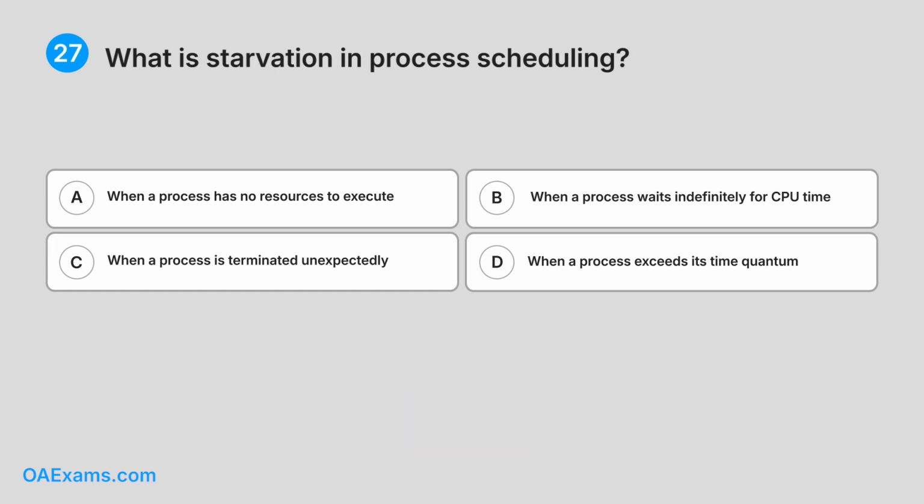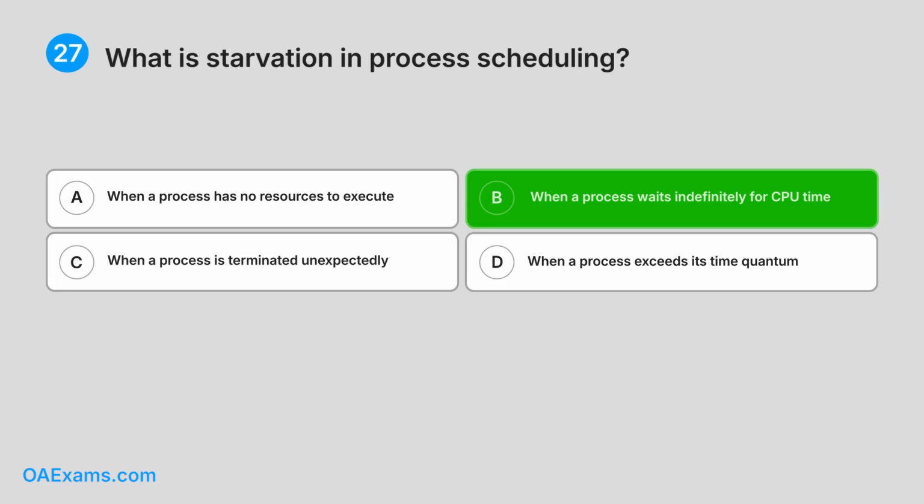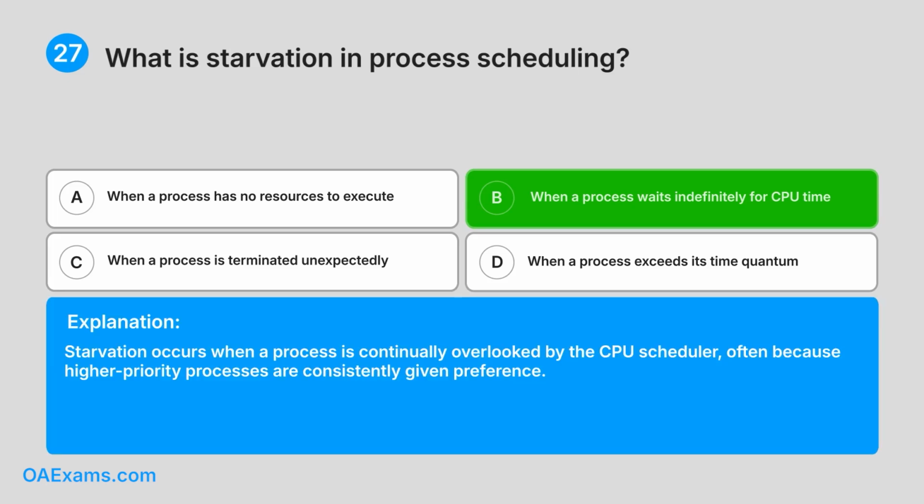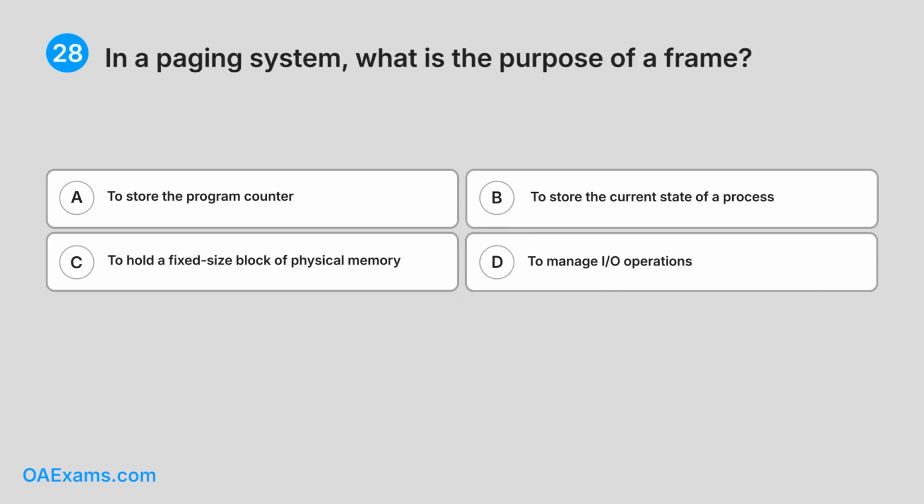Correct answer: B. When a process waits indefinitely for CPU time. Explanation: Starvation occurs when a process is continually overlooked by the CPU scheduler, often because higher priority processes are consistently given preference. 28. In a paging system, what is the purpose of a frame?